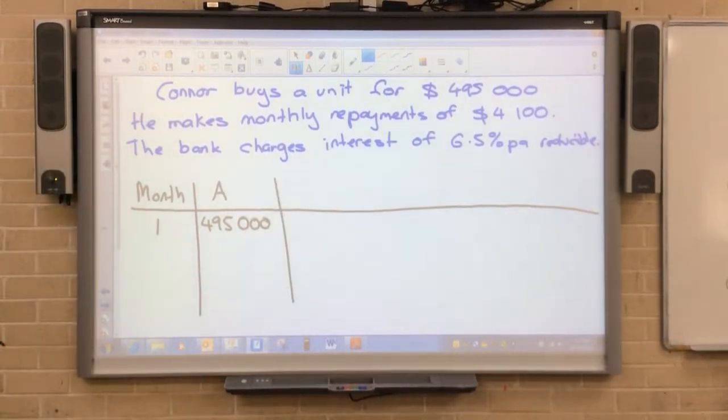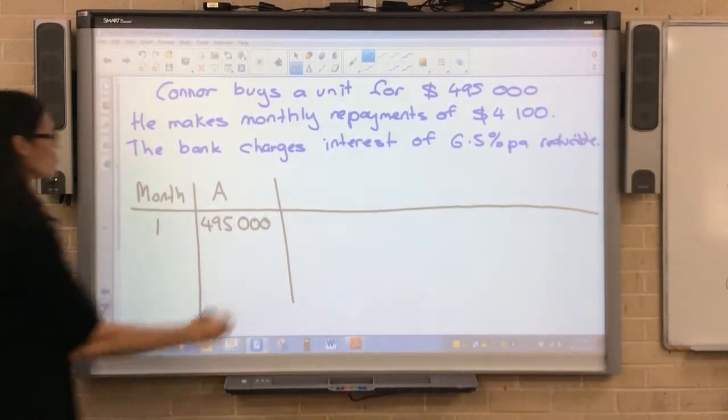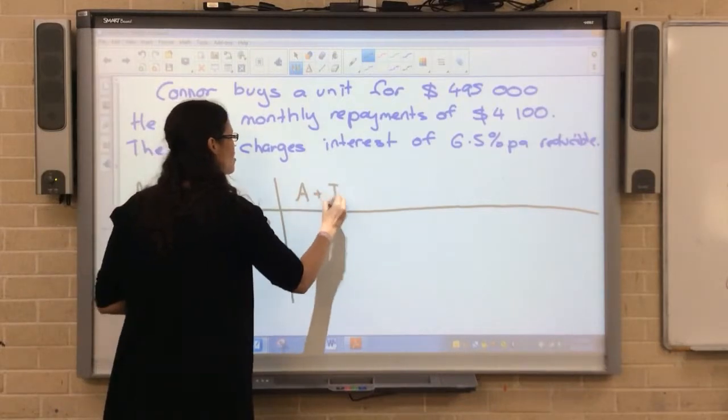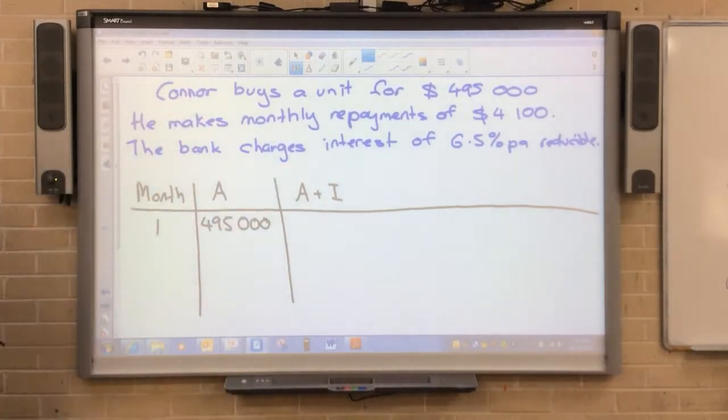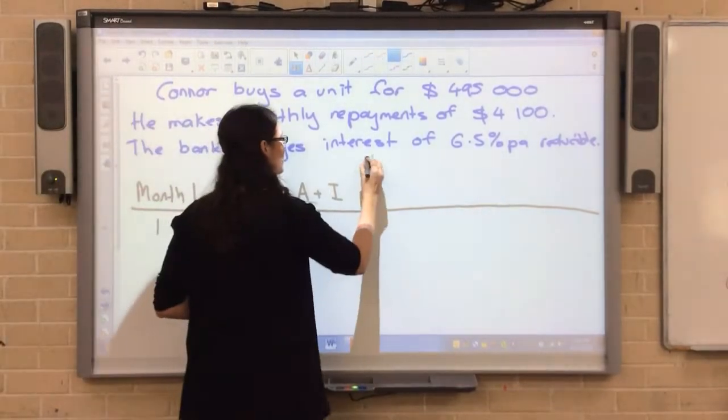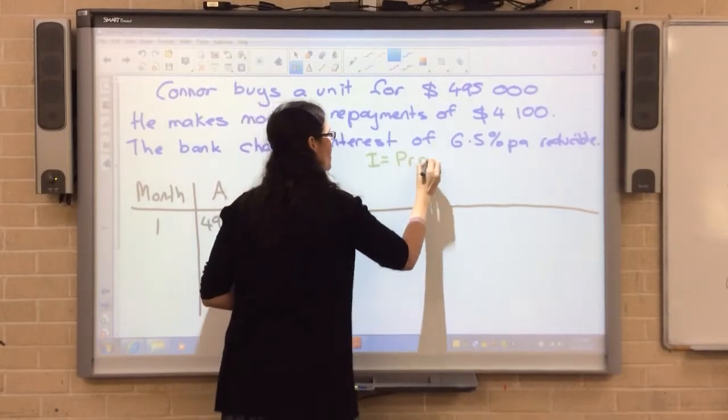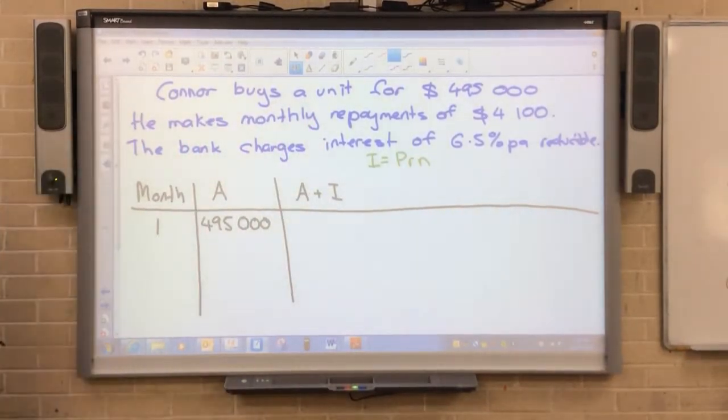Now the next column, I'm going to add on the interest. I have to now charge him interest. I need to work out the interest. What's the rule I use? Yeah, that's it. I equals PRN. I want to use I equals PRN to calculate the interest.